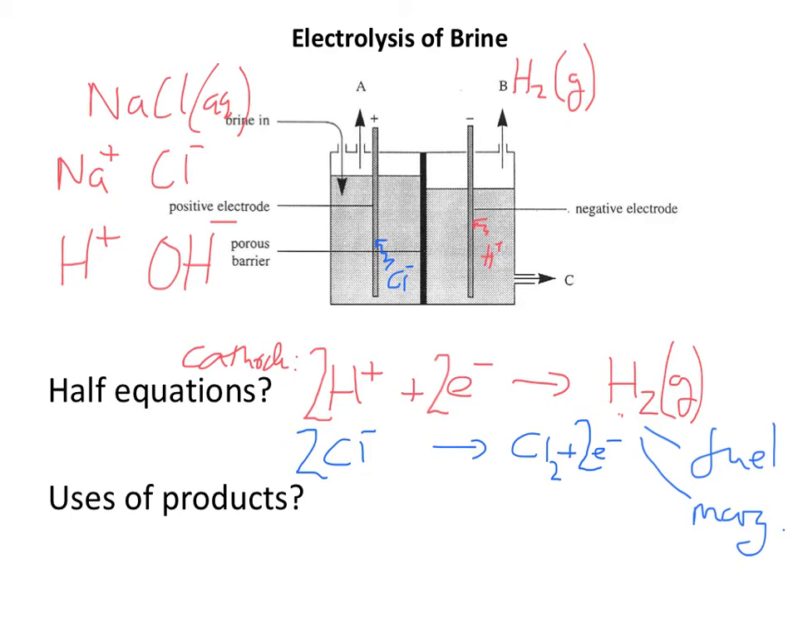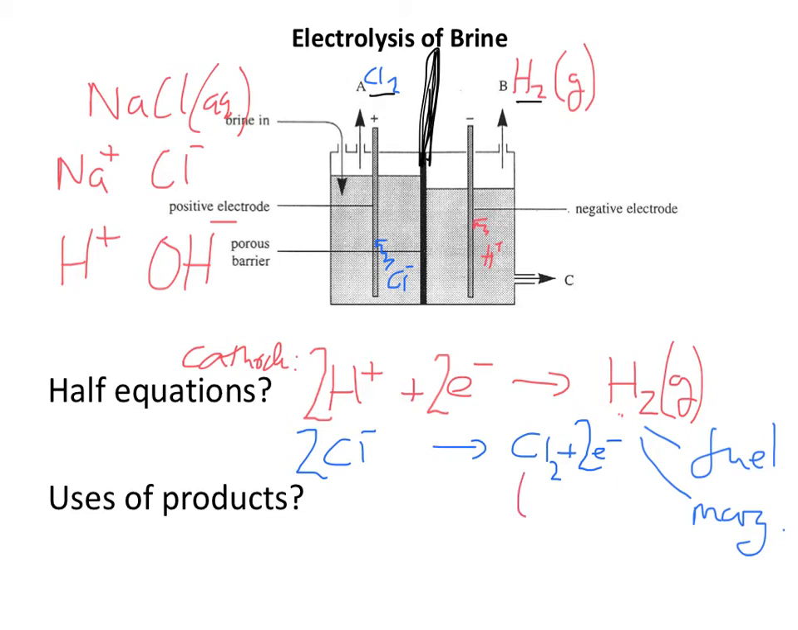So, coming off at A is chlorine, and that's why the membrane is needed, because chlorine here and hydrogen here would react together if given half a chance to make hydrogen chloride, and we don't want that. And we don't want that because chlorine by itself is very, very useful.